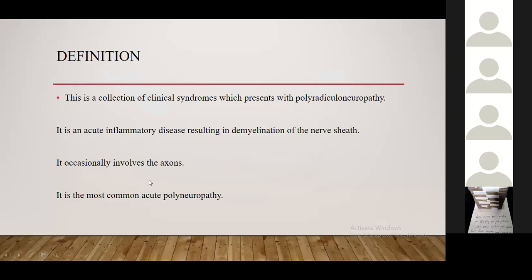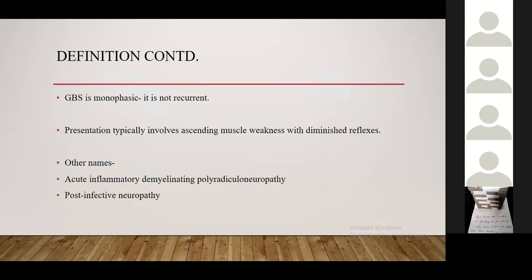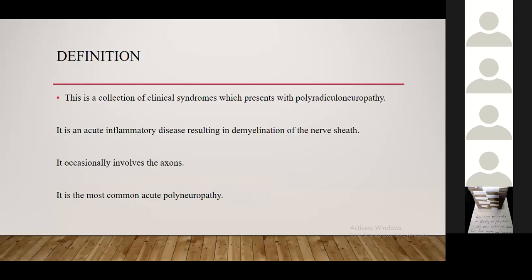This is actually an acute condition. The other name is acute inflammatory demyelinating polyradicular neuropathy. It's long, but it's easier to remember. If you know this, then you know what the condition is. It's a polyradicular neuropathy, meaning a neuropathy which involves the nerve roots itself, multiple nerves. The main cause is demyelination, and it's an acute condition.